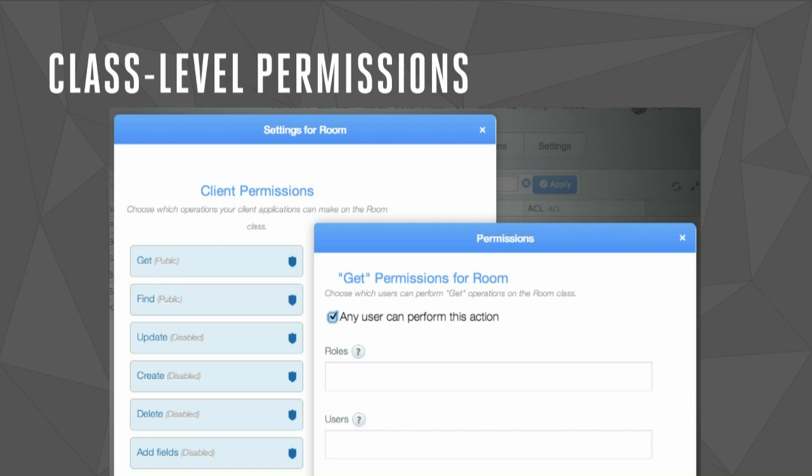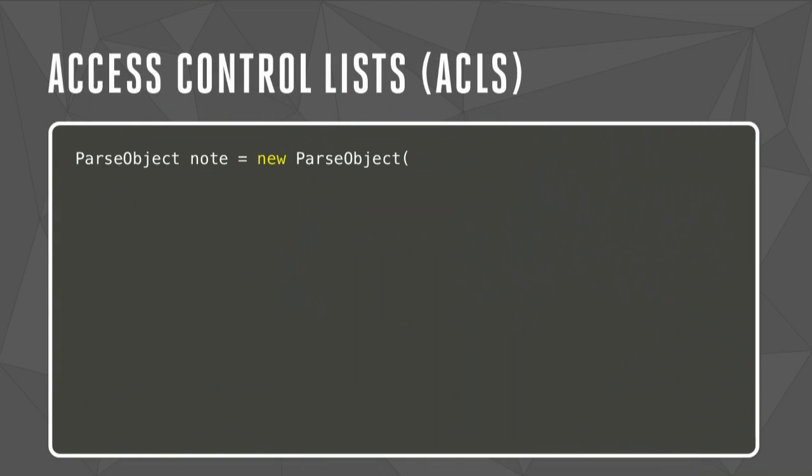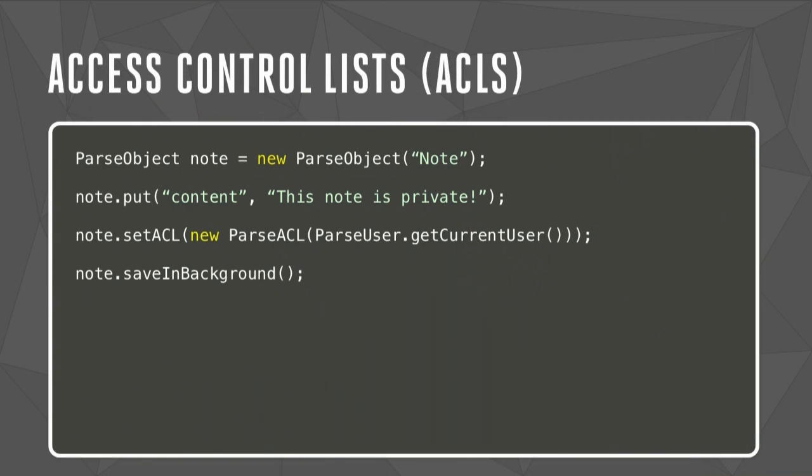So the next question is, if I've enabled update, create, and delete permissions, how do I secure specific objects that belong to those users so that only those users can access or change them? To do that, we have access control lists, or ACLs. With a Parse ACL, you can set specific users or roles and give them either read or write permission.